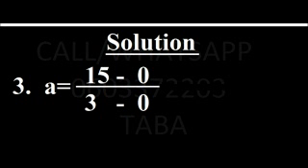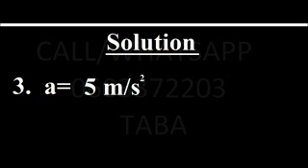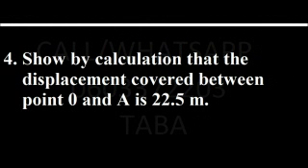Even if you use the velocity of 10 meters per second, you will still get the same answer of 5 meters per second squared, since you divide the velocity of 10 by 2, which is its time interval. The same applies to the velocity of 5 meters per second.